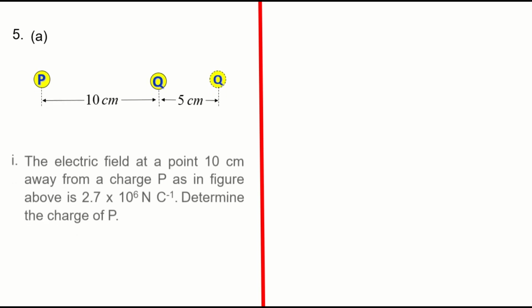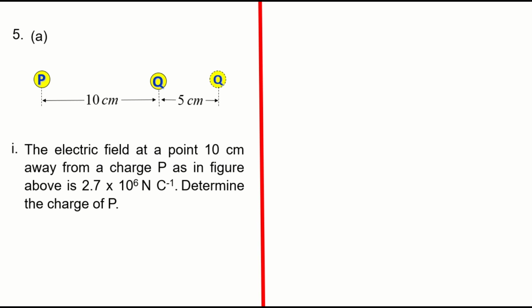Question number 5 gives us a diagram and it says that the electric field at a point 10 cm from charge P, as in the figure above, is 2.7 times 10 to the power of 6 Newton per Coulomb. So that means they've given us the electric field strength due to charge P. Determine the charge P. They want us to find P.